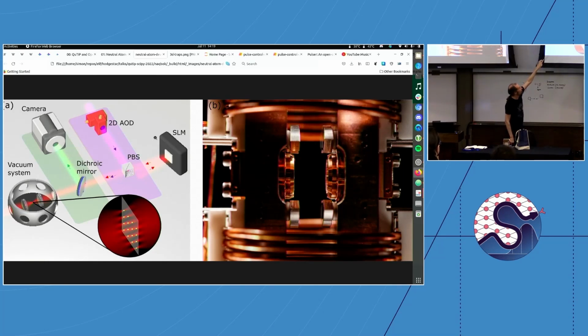And this dichroic mirror just means a mirror which reflects lights of different colors in different directions. So the green light, when the measurement comes out, gets bounced towards a camera, which is really a CCD camera, like you would get in our cell phones. And the vacuum system is also very cold inside.